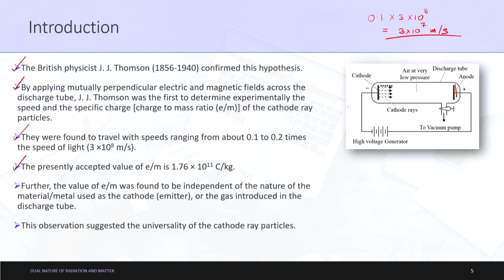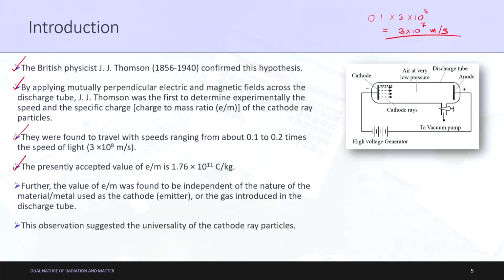coulombs per kg. Okay. Now, further, the value of e/m was found to be independent of the nature of the material or metal used as cathode, emitter, or the gas introduced in the discharge tube. So, even if you change the air here, the metal material here, there was no change in the e/m. So, finally, it was observed that e/m is always constant. Okay. So, this observation suggested the universality of the cathode ray particles. That means that the final conclusion was that cathode ray particles are being observed everywhere. It does not depend if the air is changed, it does not depend if the metal is changed, the cathode ray particles are always constant.